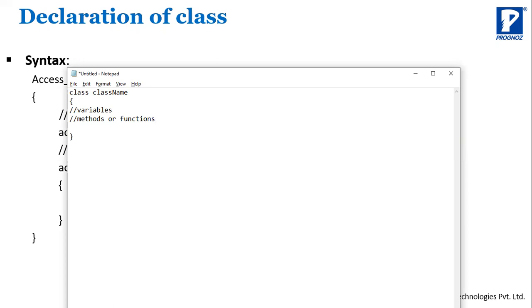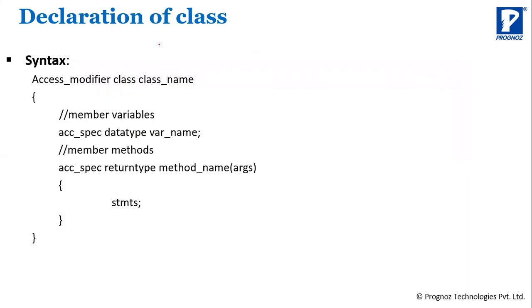So to declare the class, we need to write the class name, and inside a class, we need to define the variables, methods, or the functions. But before that, you are getting the access modifier.